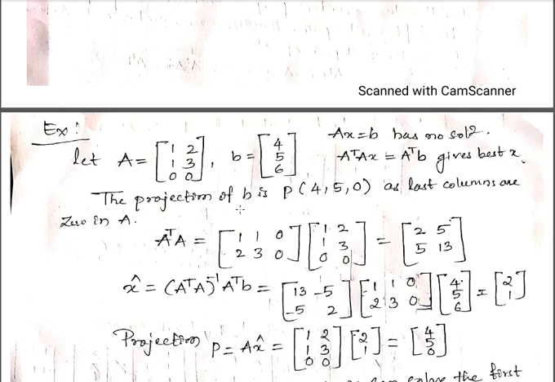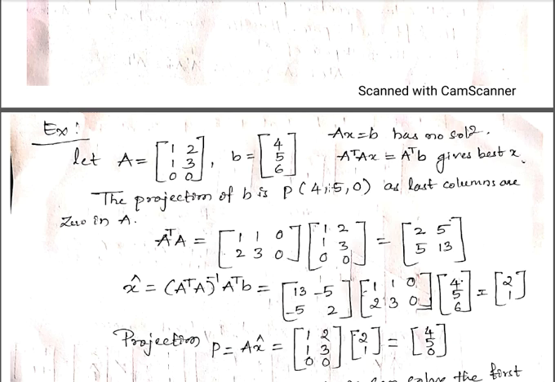The next one is this problem. Let's check out this example. Let A be this 3 by 2 matrix and B is this one. And as we know, we get 3 equations over here. As per this matrix, 3 equations are there and 2 unknowns. When there are 3 equations and 2 unknowns, this equation becomes unsolvable, and as it becomes unsolvable, it has no solution.